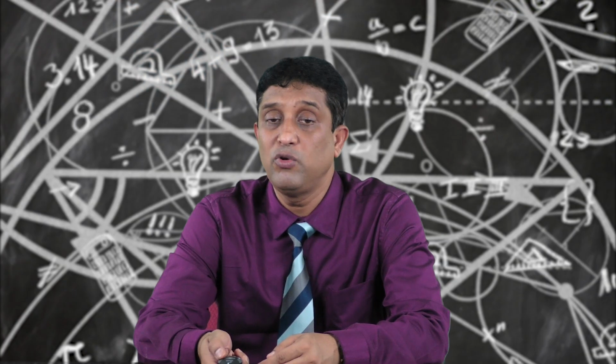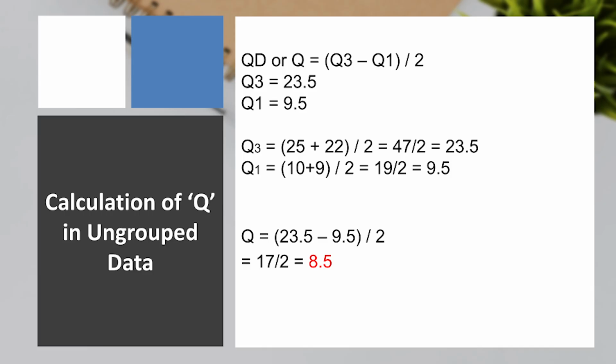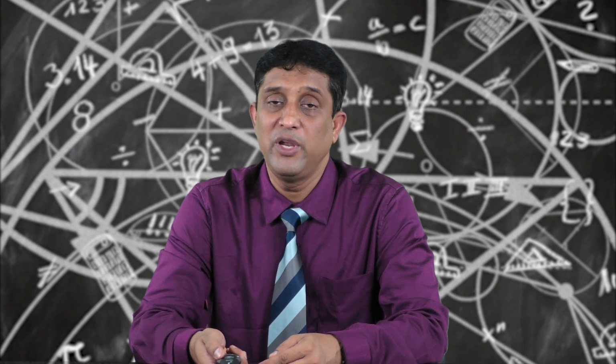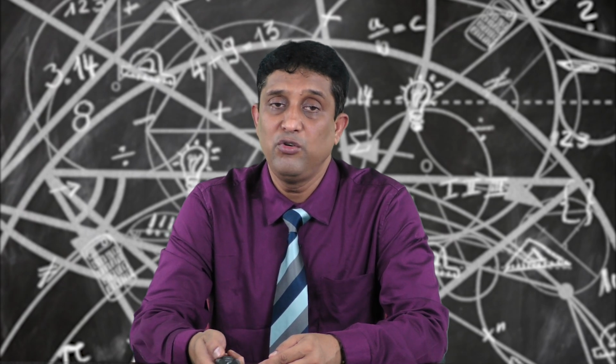So Q3 is 23.5 and Q1 is 9.5. Further, just put these values. Q3 is 23.5 minus Q1 is 9.5. If I subtract it, this is 17. So 17 by 2 is 8.5. So now quartile deviation is 8.5 in this ungrouped data.